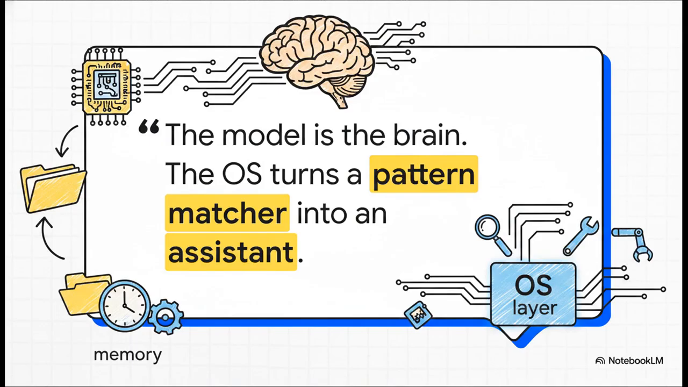A model, no matter how huge or powerful, is just a brain. It's an incredible pattern matcher. But a brain without memory, without context, without a sense of time, can't truly be an assistant. It's the operating system layer, the memory, the tools, the session handling. That's what turns a raw brain into something that's actually truly helpful.